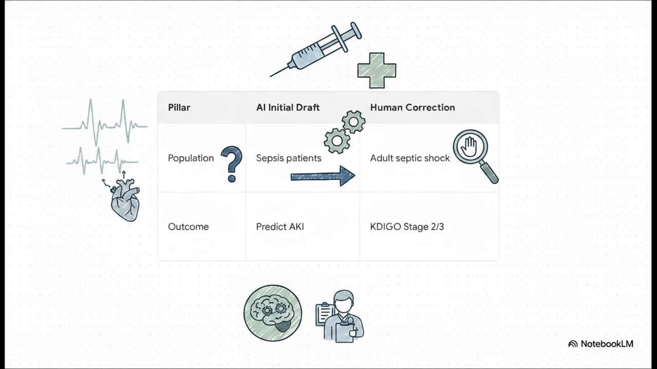Let's actually look at how this builds a real PICO matrix for our urinary NGAL and sepsis study. Look at the stark difference between the AI's initial draft and the human correction here. The AI just gives a super generic population, sepsis patients. But then, the critical care expert swoops in to enforce strict clinical definitions, changing it to adult septic shock patients. The AI says the outcome is to predict AKI, but the human corrects it to KDIGO stage 2/3 SAAKI development and 30-day ICU mortality. This perfectly captures that human-in-the-loop rhythm. You draft with AI, sure, but you finalize with real clinical expertise.